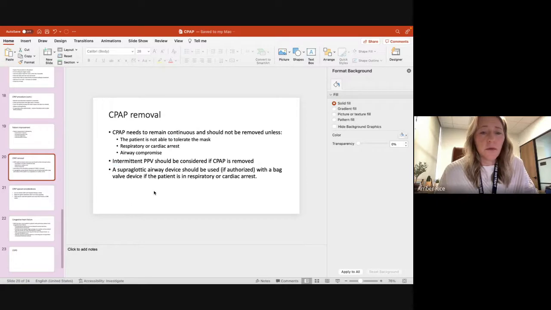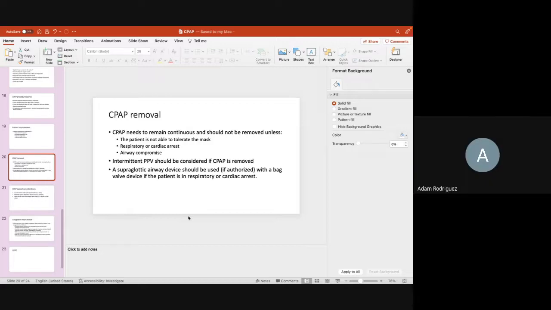Anything else on removal? Not even, no, it looks pretty comprehensive, honestly.